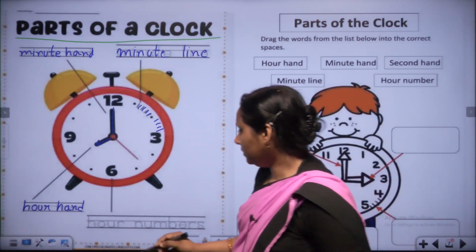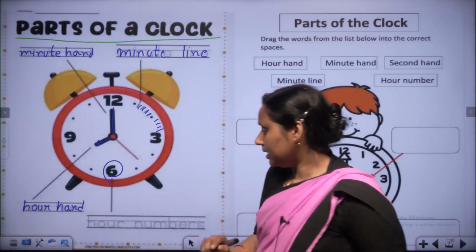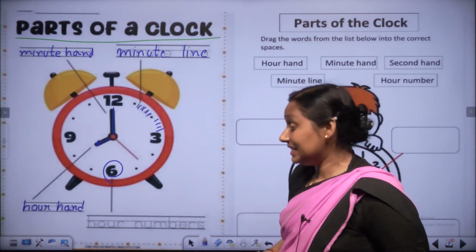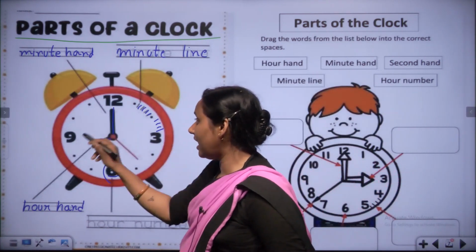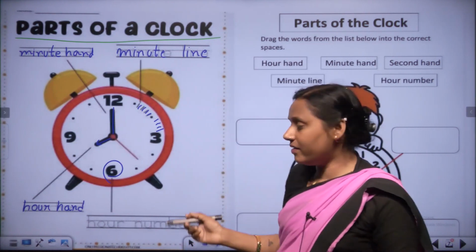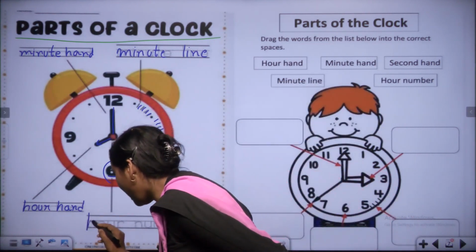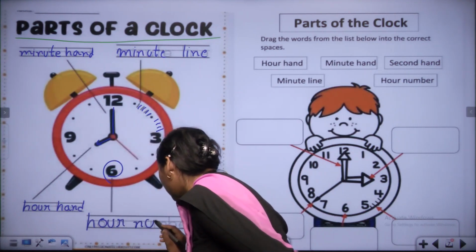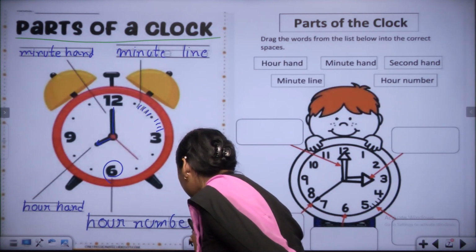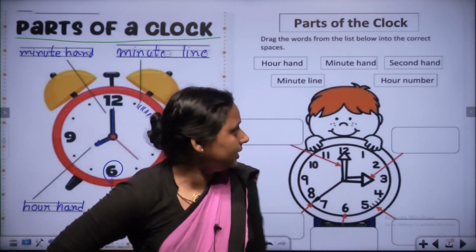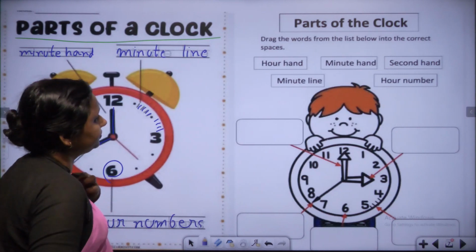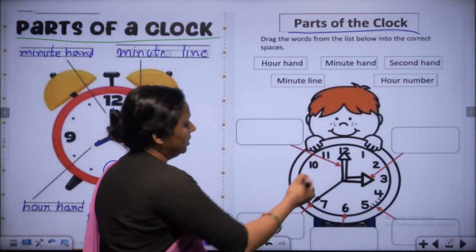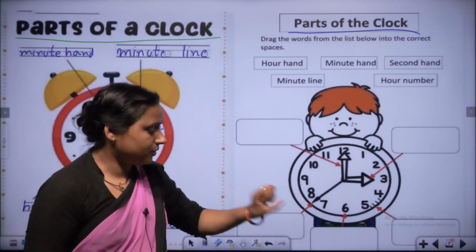Okay. Now 6 is what? Minute number or hour number? Can you tell me, children? Yes. This is 6, 3, 9, 12. All of these are hour numbers. Hour. HOUR. Hour. And NUMBER. Hour numbers. Okay. Now, parts of the clock. Here, with the sign, we write parts of a clock.